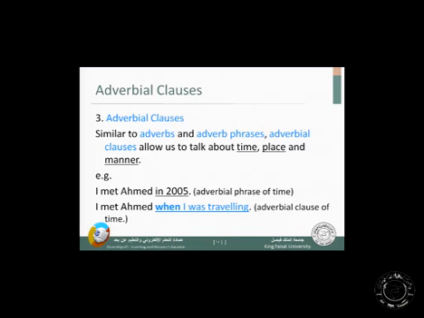So look at these examples. I met Ahmed in 2005. Here we have an adverbial phrase, in 2005, and it gives us time. This is a prepositional phrase. There's a preposition, in, and a prepositional phrase functions as an adverbial, and it gives us time. Similarly, I met Ahmed when I was traveling. Here we have a clause, when I was traveling, and this is a subordinate clause that gives us an idea about time. So when did I meet Ahmed? When I was traveling. We call this an adverbial clause of time. It functions the same as adverbs and adverb phrases.